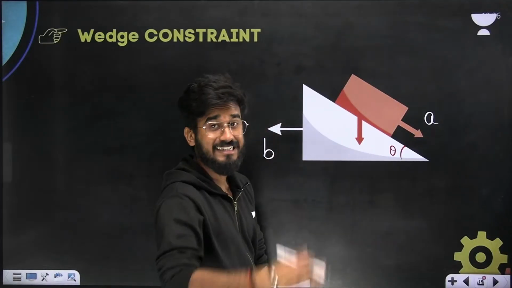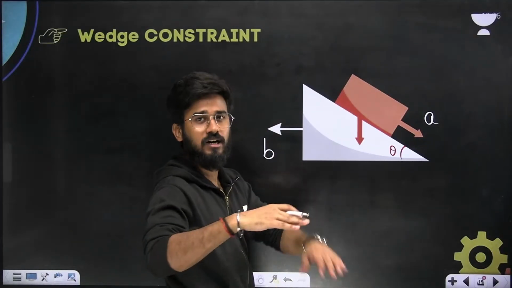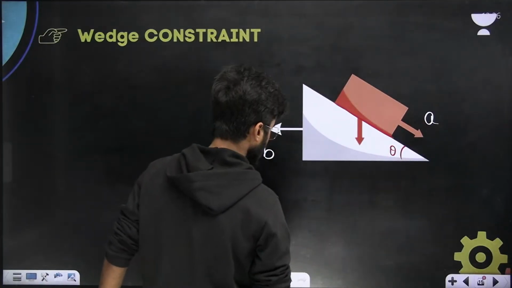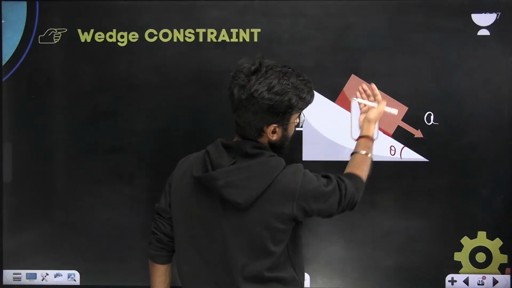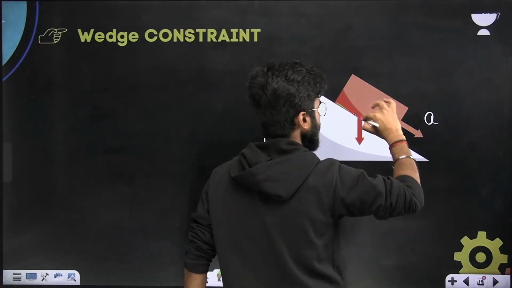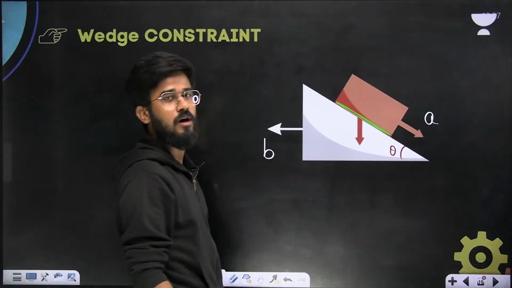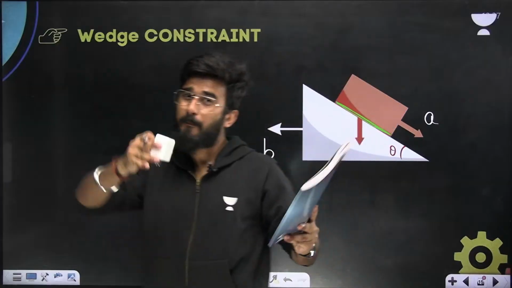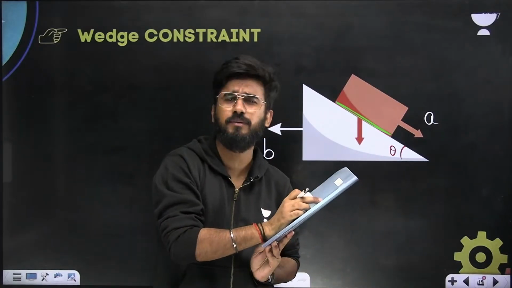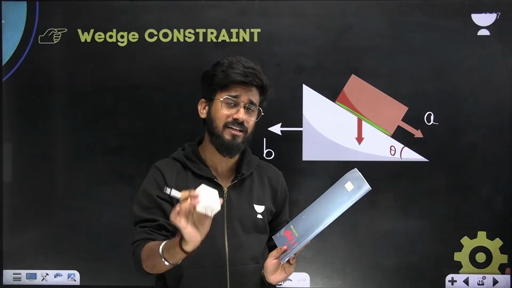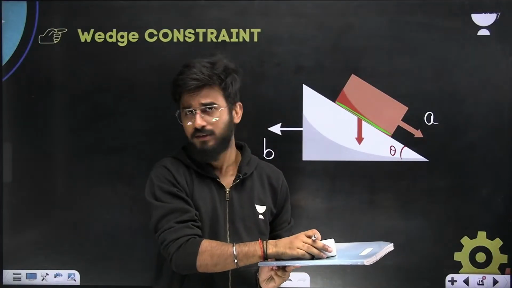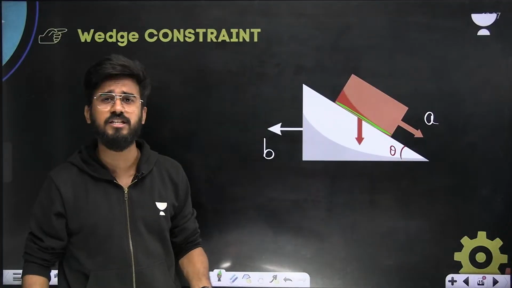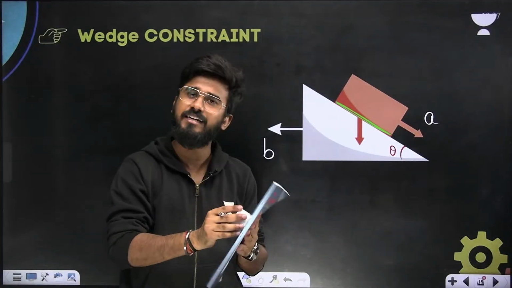Okay, how we'll find? First of all, look at the contact surface. This is the contact surface between these two, right? Okay, now just look at one thing. Just think, can this particular block penetrate into this particular wedge? Can this particular block be penetrated in this particular wedge? No, because these are solids and these are rigid bodies. We are talking all about rigid bodies. So this cannot penetrate into this particular system.